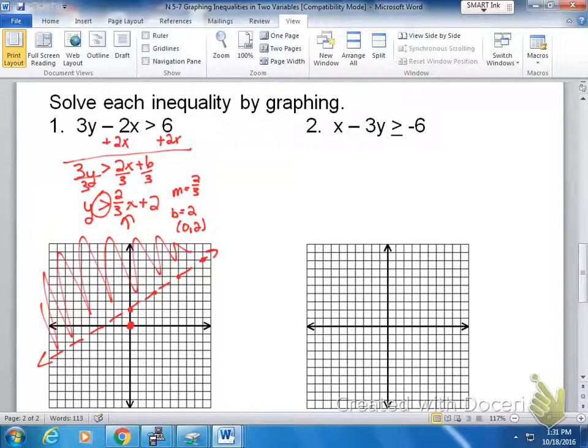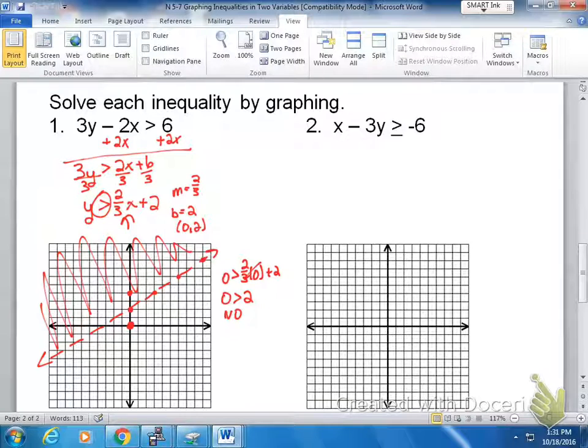So I'm going to say over here, 0 is greater than 2/3 times 0 plus 2. Well, 2/3 times 0 is 0, so I get 0 is greater than 2. That didn't work, so that's good. I didn't shade that side, okay? Now, if you wanted to choose another point like 0, 4 and plug it in, that would work because that's where the solutions are. Let's try the next one.